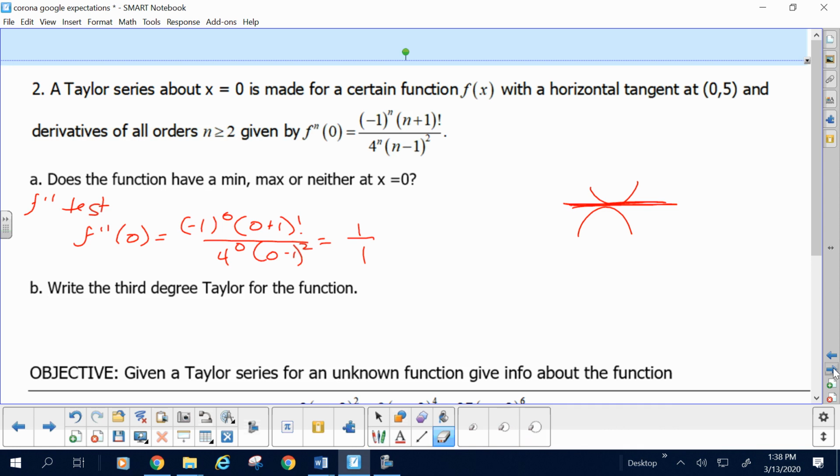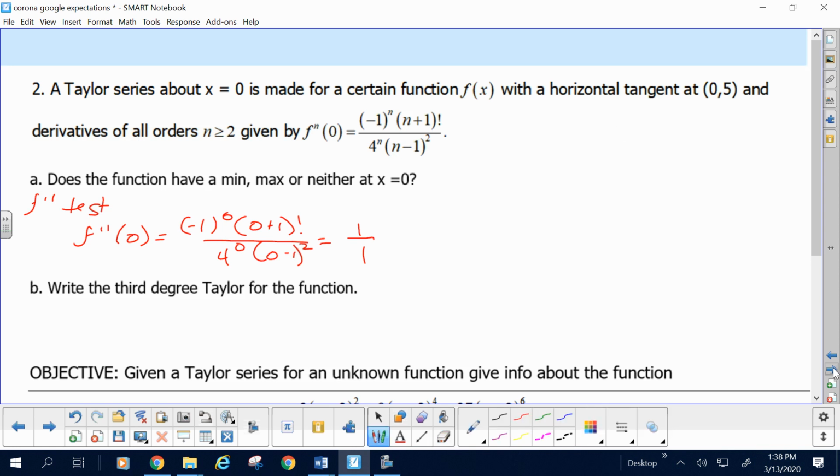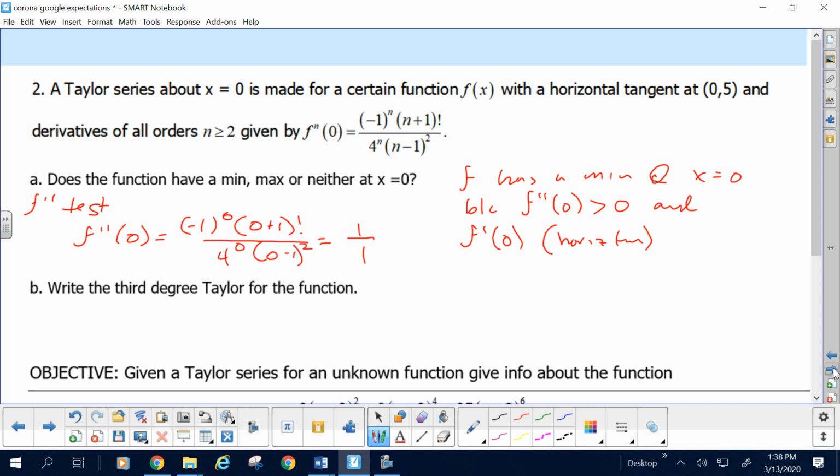So what do we conclude? Concave up, so what do we got there? Min or max? Yeah, f has a min at x equals 0 because f double prime is greater than 0 and anything else? And f prime is 0. Did they ever tell you that, or did you make a conclusion based on other evidence? Why do you say that? Because there's a horizontal tangent. So you should probably justify why you say that.